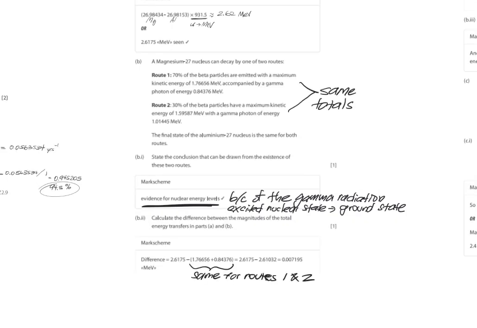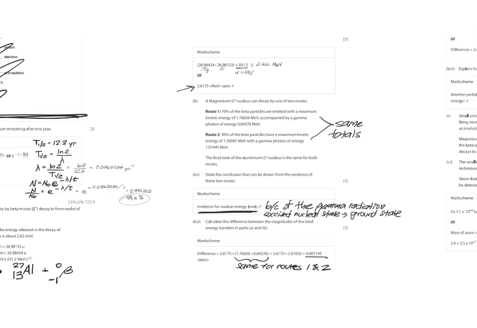So B(ii), difference between the magnitudes of the total energy transfers in parts A and B. Part A has 2.6175 megaelectron volts, we saw that. And then part B has two different routes, but if you run the numbers, it's going to be 1.76656 plus 0.84376, and that's the same amount for both routes, same totals. So it's the difference between the 2.6175 from A and the 2.61032 from B, giving us 0.007195 megaelectron volts. I bet they're going to want us to do something with that.